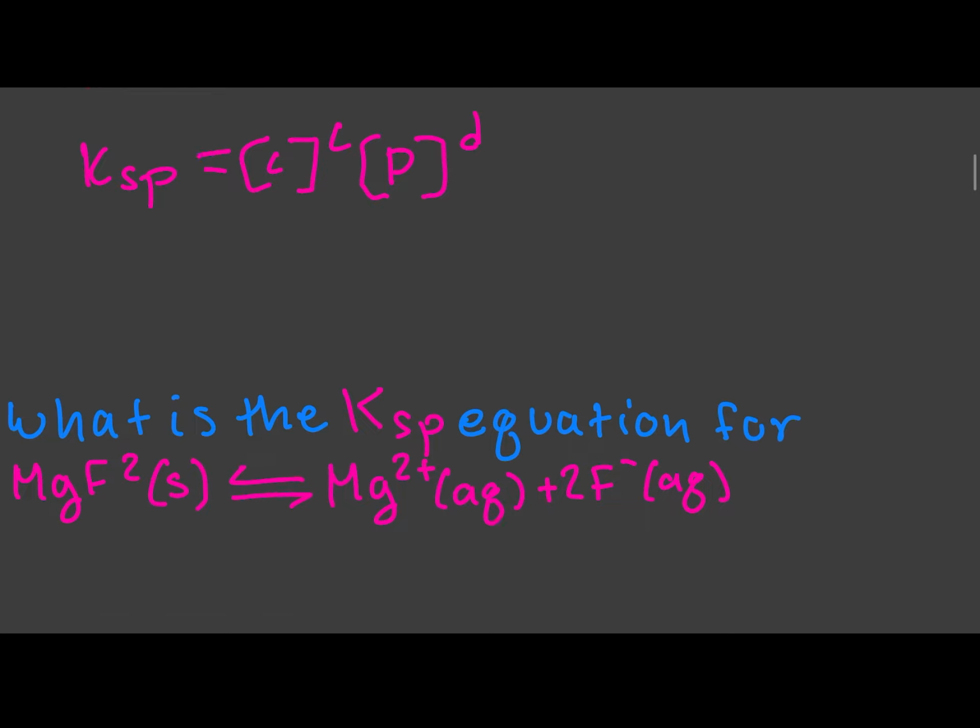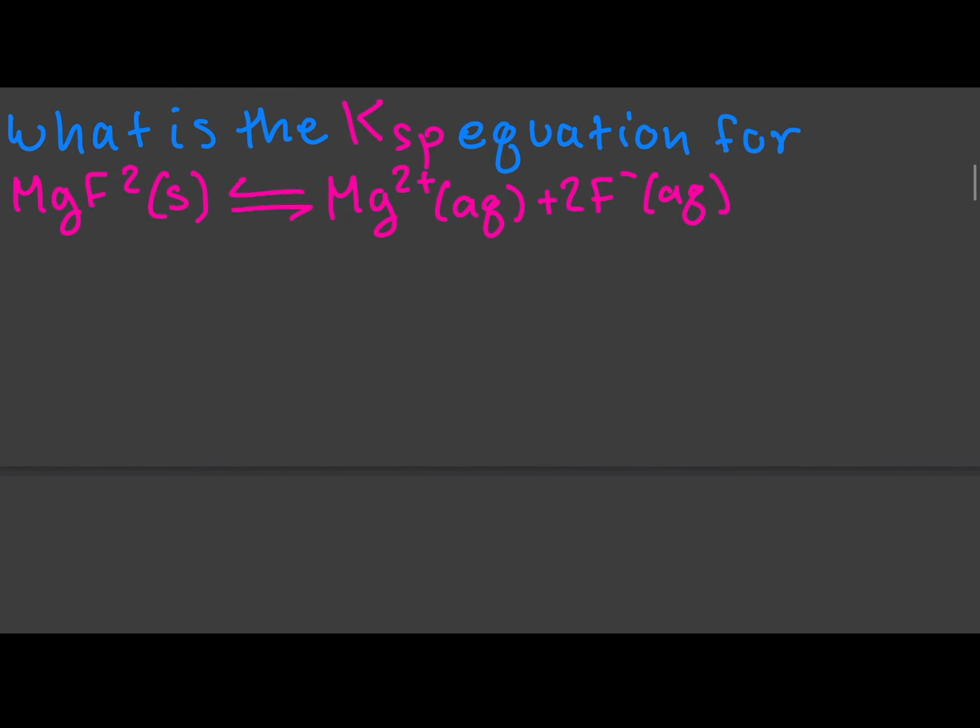Okay, so let's move on to a simple Ksp problem. What is the Ksp equation for magnesium fluoride in its solid state when put in water and it breaks up into its 2 ions, magnesium 2+ plus 2 fluorine minus ions? So we need to remember from above that Ksp is equal to big C to the power of little c times big D to the power of little d. And this right here represents, remember, the Ksp or KEQ of an aqueous solution.